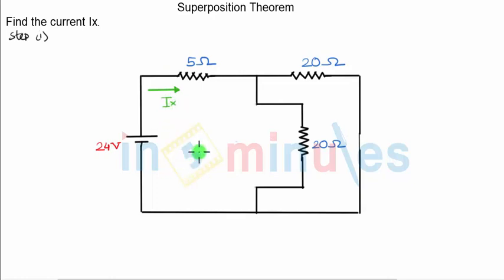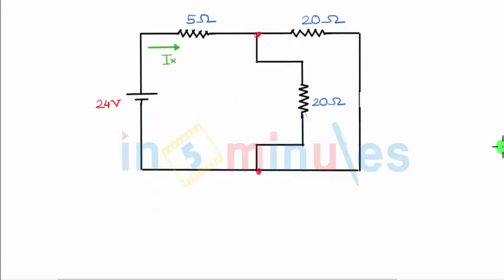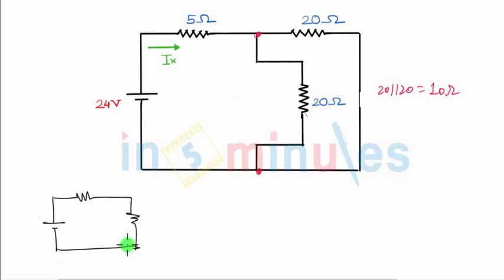Now in this case, instead of applying mesh analysis or nodal analysis, you can see that this 20 ohm resistance and this 20 ohm resistance, they both come in parallel because they have been connected between the same 2 ends, and exactly because of that I can simplify this circuit further by connecting them in parallel. So 20 parallel 20 will be nothing but 10 ohms, and that 10 and this 5 ohm will come in series.